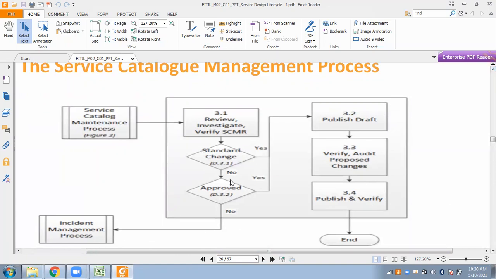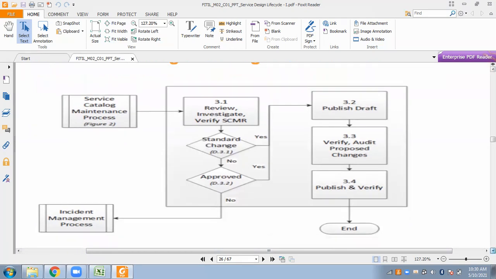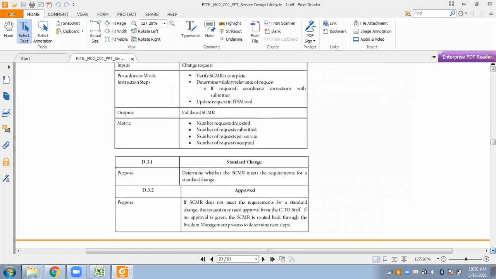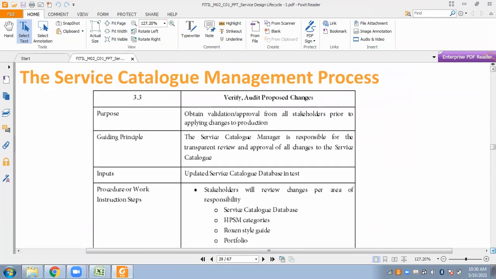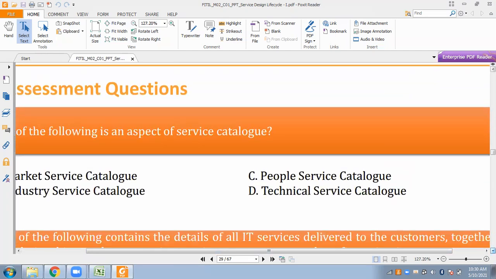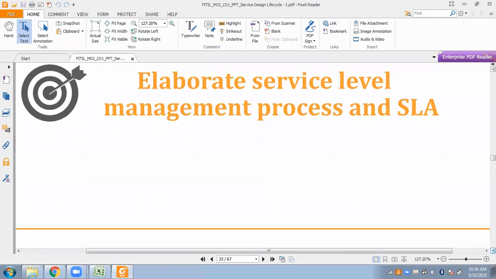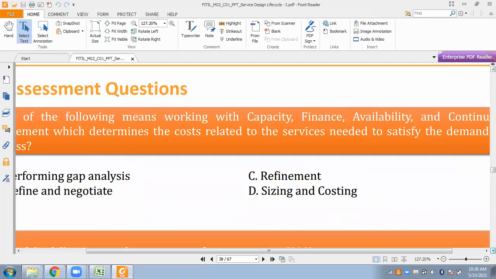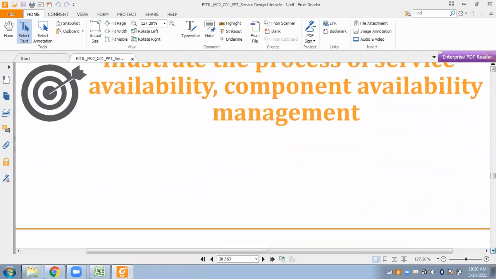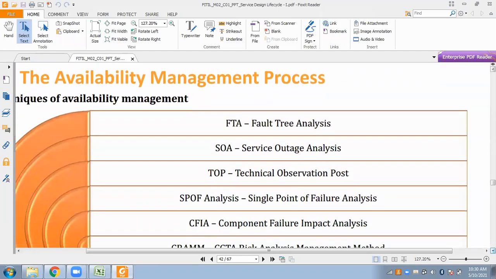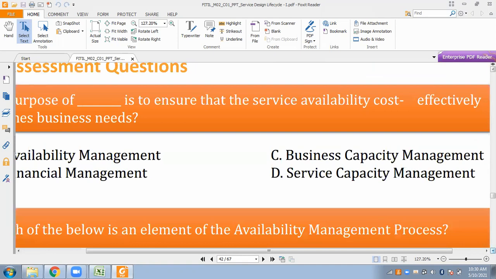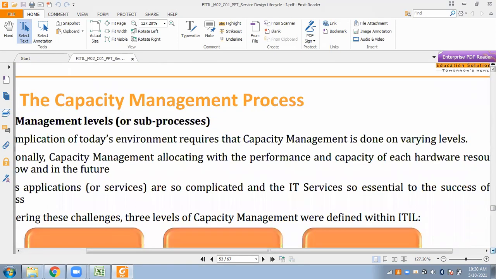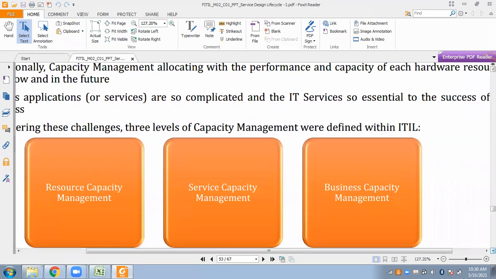Incident management process. So I think we can continue it in the next class tomorrow, because we don't have much here. Okay, we can continue tomorrow.